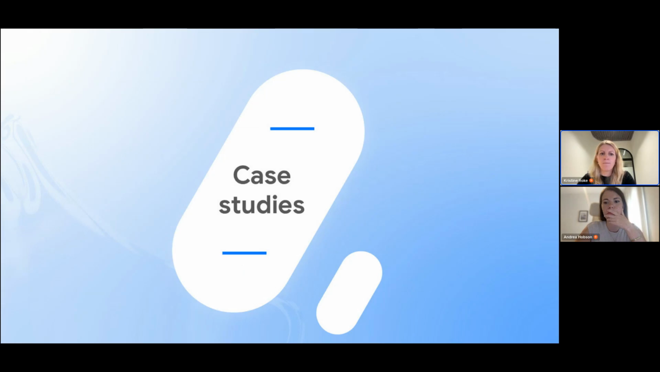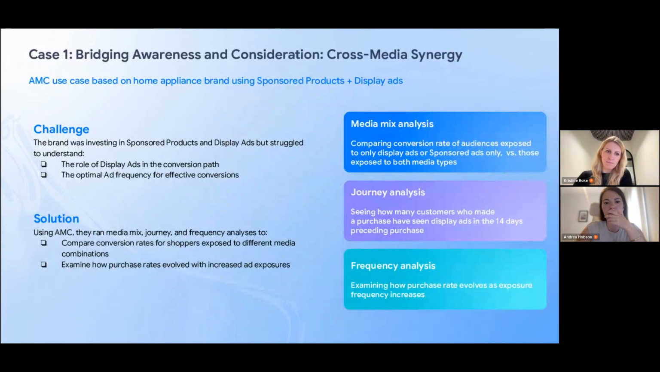Okay, and then let's look into some real-world cases and how we put it into practice, how the brands can use AMC to drive performance and insights, and also use these insights in the next steps. So let's start with our first case. It's a great example of how AMC helps connect the dots between awareness and consideration campaigns.